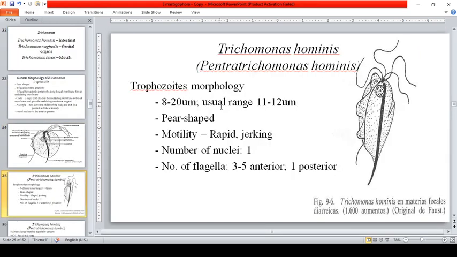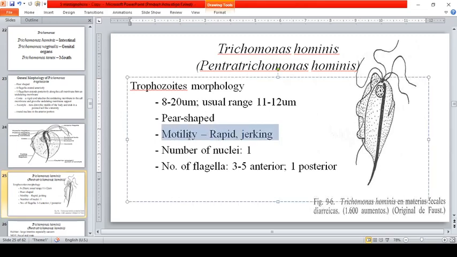Okay, so the Trichomonas hominis, other term, that is the Pentatrichomonas hominis. Trophozoite morphology: they are pear-shaped. Motility: rapid, jerky, tumbling motility. Number of nuclei, one only. Number of flagella, 3 to 5 in the anterior and 1 in the posterior. Okay, so 3 to 5.